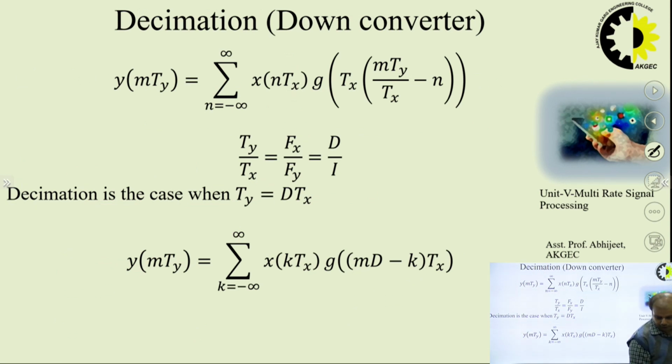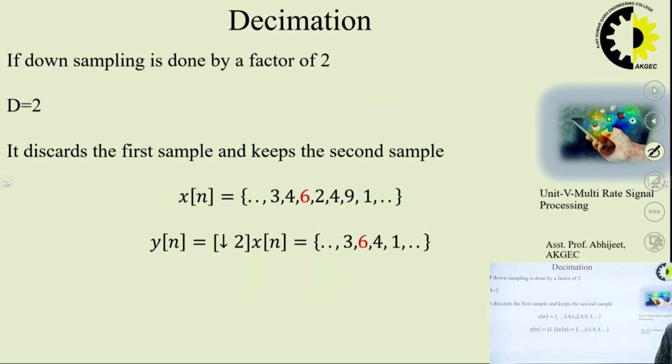Now, this equation has two very simple scenarios. We'll just quickly look at them. The first one is decimation, which is the down converter. In this case, we have Fx by Fy equal to D, which means ty is equal to D times tx. In the previous equation, we just put ty by tx equal to capital D. Capital D is the decimation. Decimation is generally represented by capital D and a downward arrow.